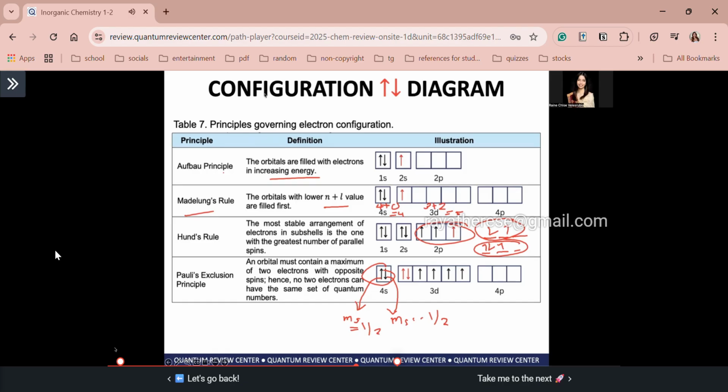Guys, memorize nyo ito kasi lumalabas lagi sa board exam ang principles governing electron configuration. And for you to memorize that, I have a mnemonic for you. Oh, my hotdog pala. So, O means Aufbau, my means Madelung, hotdog means Hund's rule, and pala means Pauli's exclusion principle. So, yung dalawang A dyan, guys, sa pala, means 2 electrons na hindi pwede same ang set ng quantum numbers. Okay, O my hotdog pala.